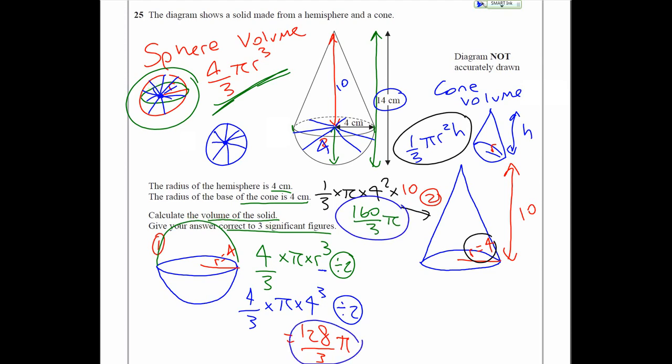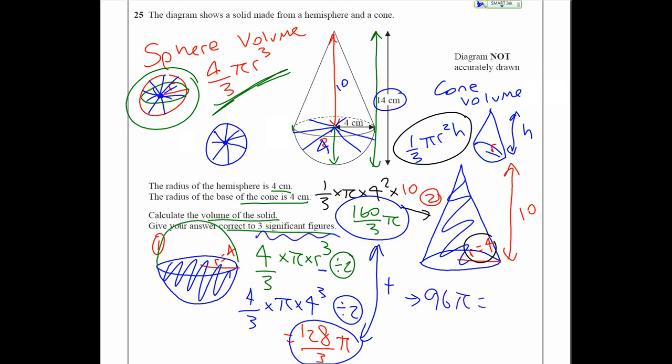We want to add this volume to this volume. So we want to add these two things together. And you get, regardless of if you do it as a decimal or as a fraction like I have, fractions are just easier to write than decimals, you get 96 pi. Now once it's to 3 significant figures, some questions ask you to leave it in terms of pi. That would be your answer in this case. That's how you do it. However, we want to round to 3 significant figures.